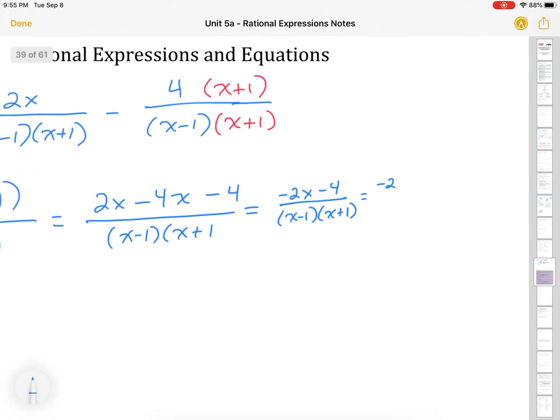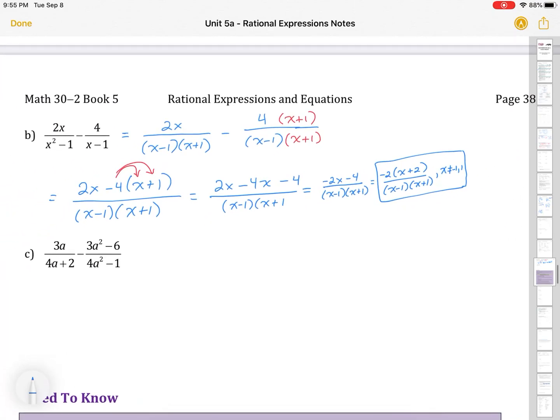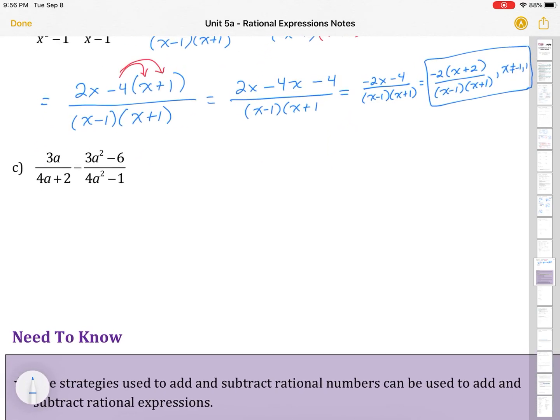So I can factor out a minus 2 and get x plus 2 all over x minus 1, x plus 1. And our non-permissible values, x cannot equal -1 or +1. So it's not as nice as the last one, but it certainly looks a lot more neat and tidy than you think it might be. Okay, so factoring is a good idea. Make your life a little simpler. And you never know how it's going to impact your answer.